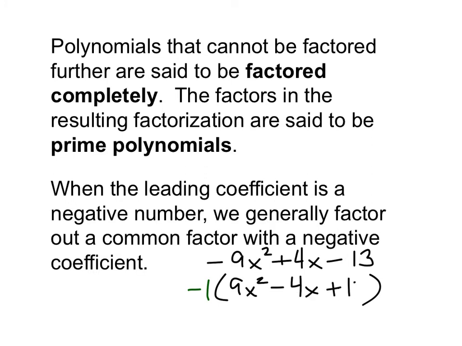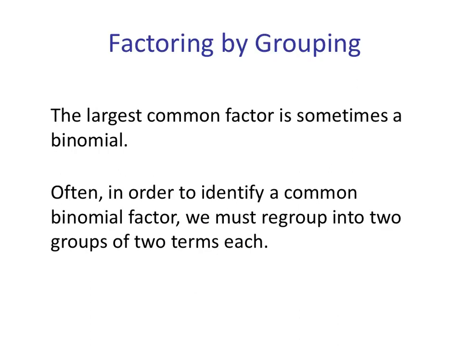Now, it's not common for us to yank out a -1, but we could if we wanted to. And if there were any common factors, we would yank out a negative of whatever that common factor is, okay? That's only specifically because that leading coefficient was a negative. That's pretty much all. So this leads to factoring by grouping, which is kind of what we saw in that last example. Not the one I just did, but the one from the homework.